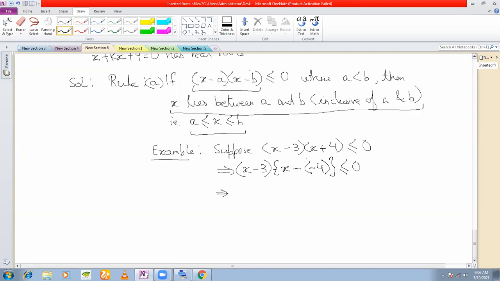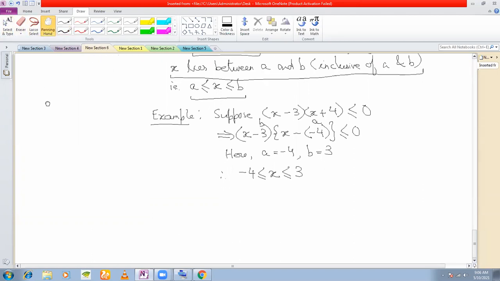So what is the value of a and b that you are getting? a here is -4, b here is +3, because we are taking a less than b, right? Therefore you can say that x must lie between -4 and +3. Is that absolutely clear to everyone? Or anyone who could not understand?